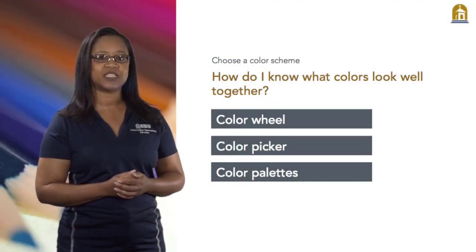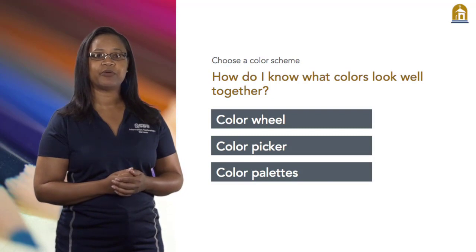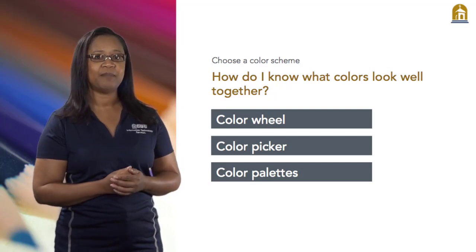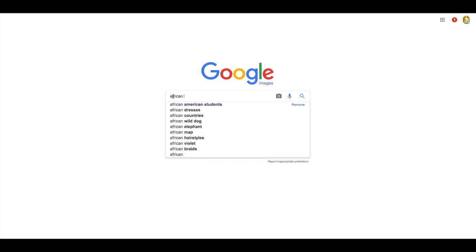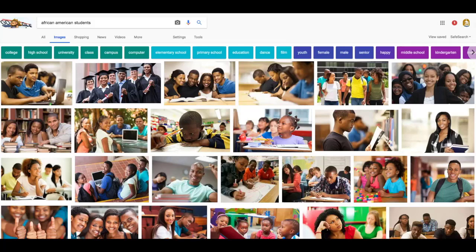You may not have noticed this before, but many topics have brand colors, meaning the professional design community may have already associated your topic with a set of colors called a palette, making the decision easier. Let's search our topic in Google Images and see what colors are dominant. Looking at the Google Images for African American students, what do we see?